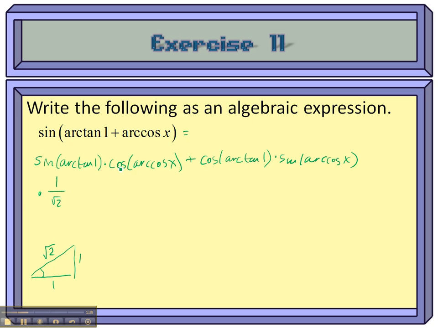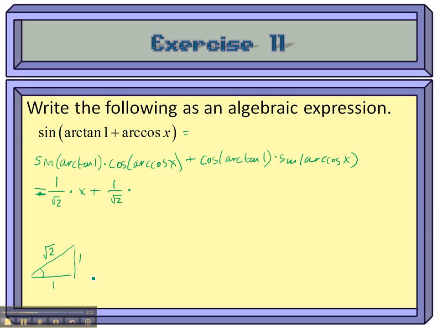Okay, cosine of the arc cosine of x, these things will cancel each other out. They'll annihilate each other because they're inverses, just leaving us with x. So times x. This was supposed to be an equal sign. I don't know how it turned into a dot. Okay. Plus the cosine of the arctangent of 1. Cosine is adjacent over hypotenuse, so it's another 1 over root 2 times the sine of the arc cosine of x.